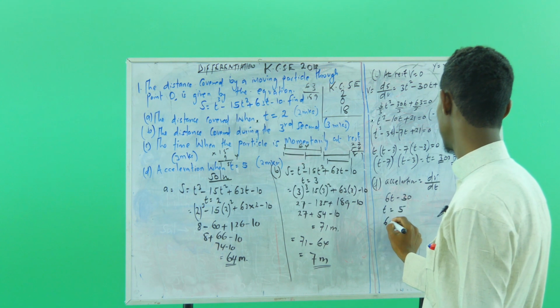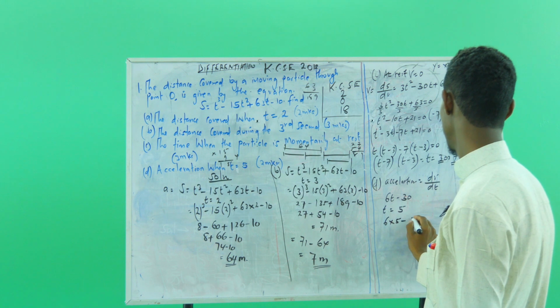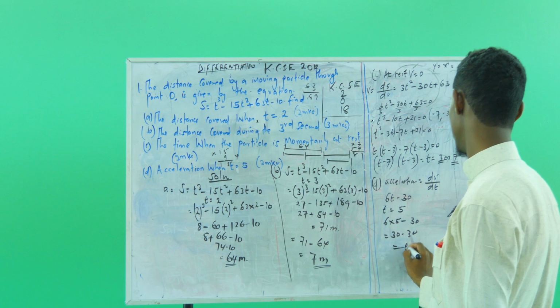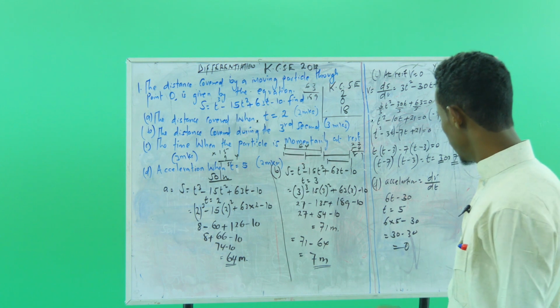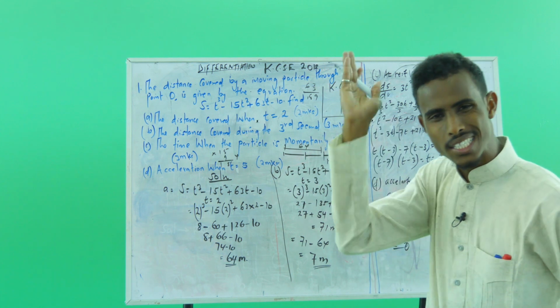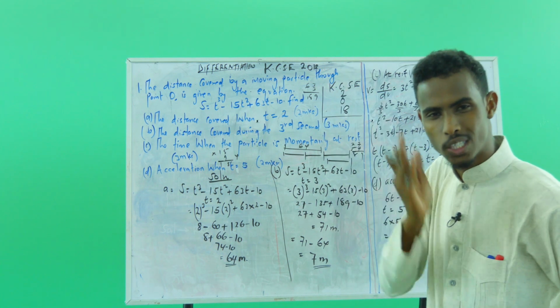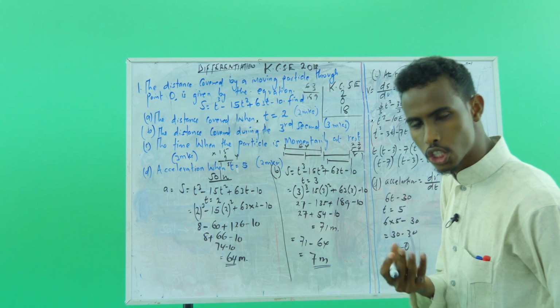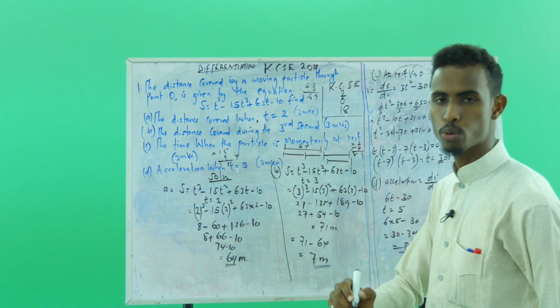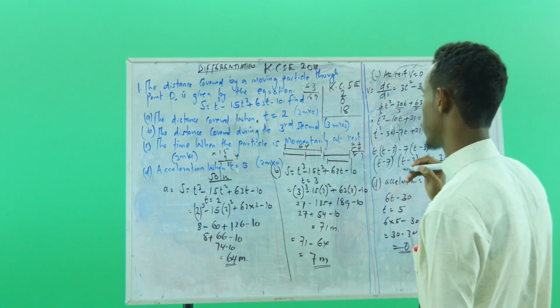It will be 6 times 5 minus 30. And that is 30 minus 30, and that is equal to 0. Basically, when a particle is at rest, the velocity is 0. And when the velocity is 0, do you expect to have an acceleration? No. And therefore, by getting this value, you have proven your equation right.